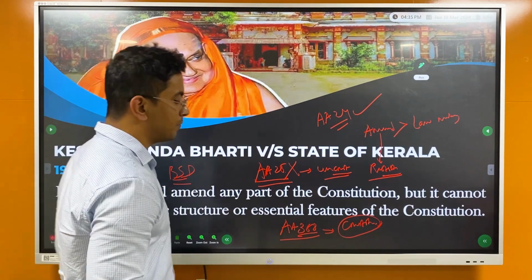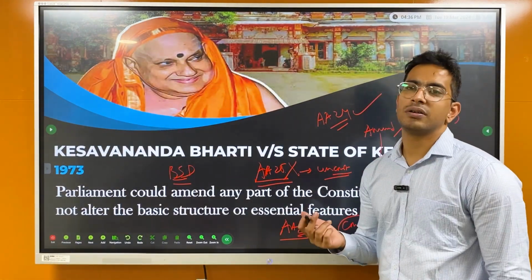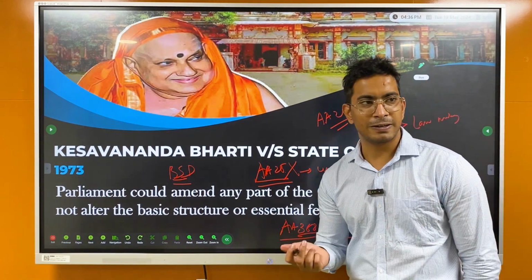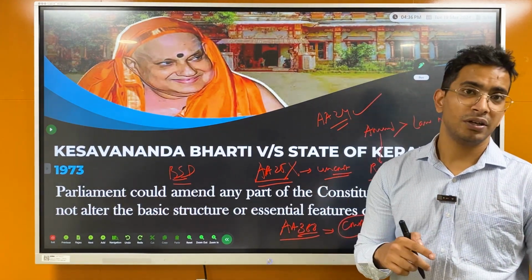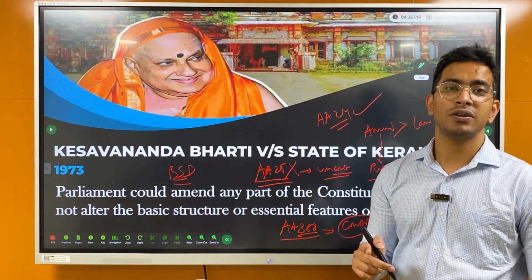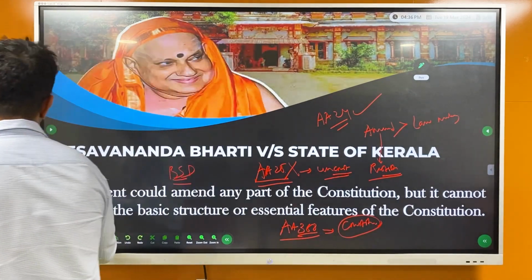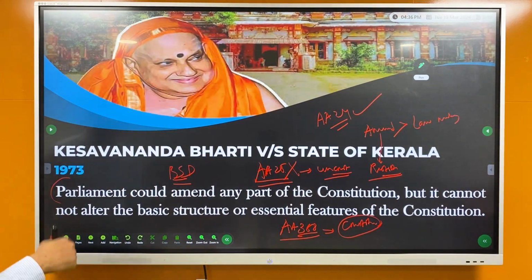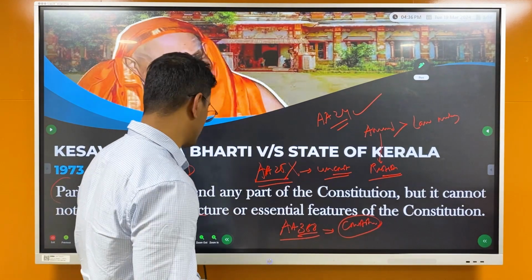So what was the importance of this case? It gave the power back to the Parliament that you can actually amend any part of the Constitution, but you cannot amend those parts which are the basic structures. So what are those basic structures? We'll see at last. So here the Parliament could amend any part of the Constitution, but it cannot alter the basic structure or essential feature of the Constitution.